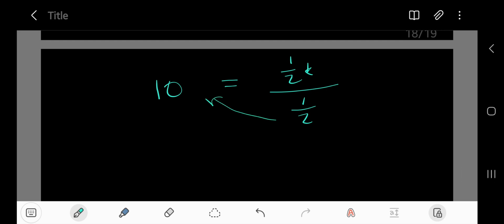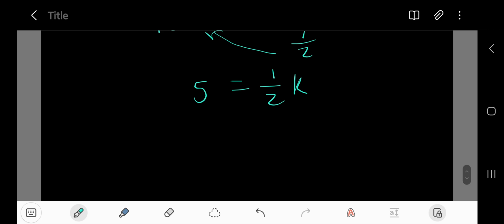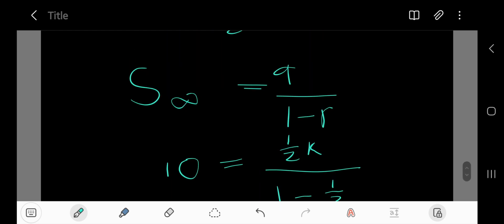Half times 10 is 5, which is equal to 1 over 2k. So I'm looking for k alone, so I'm going to divide both sides by 1 over 2. So k is therefore equal to 10. So that's our value of k.